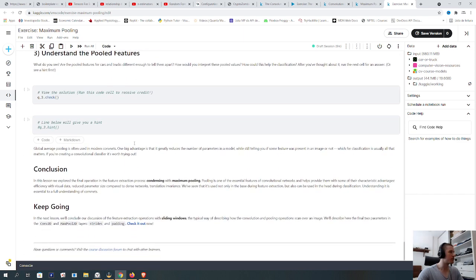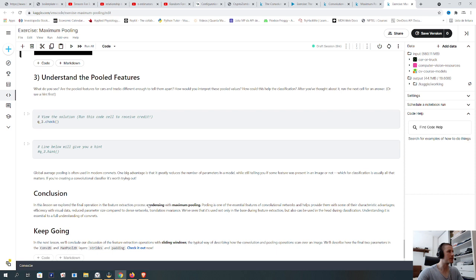Understand the pooled features. What do you see? Are the pooled features for cars and trucks different enough to tell them apart? How would you interpret these pooled values? How could this help the classification? After you've thought about it, run the next cell for an answer.